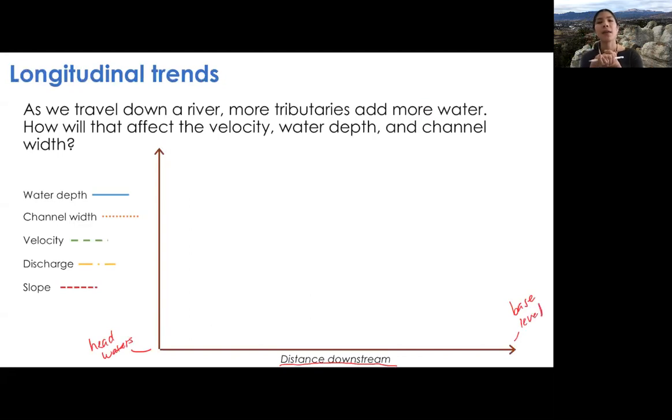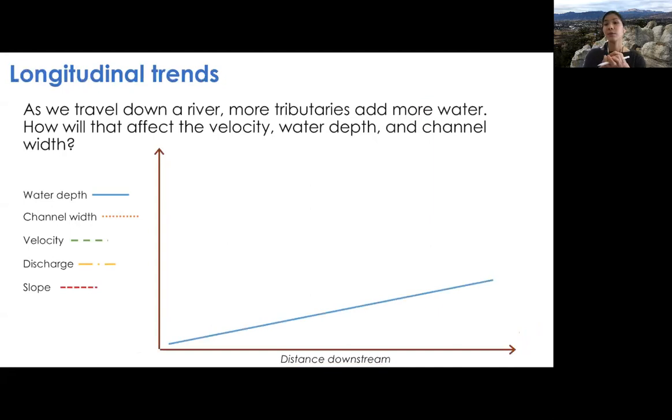And we'll keep in mind that as we travel down a river, we have tributaries coming in. And so we're going to continually have more water being added as we travel down our stream. All right, so we'll first start with water depth. So as we travel downstream, the water depth is going to increase.